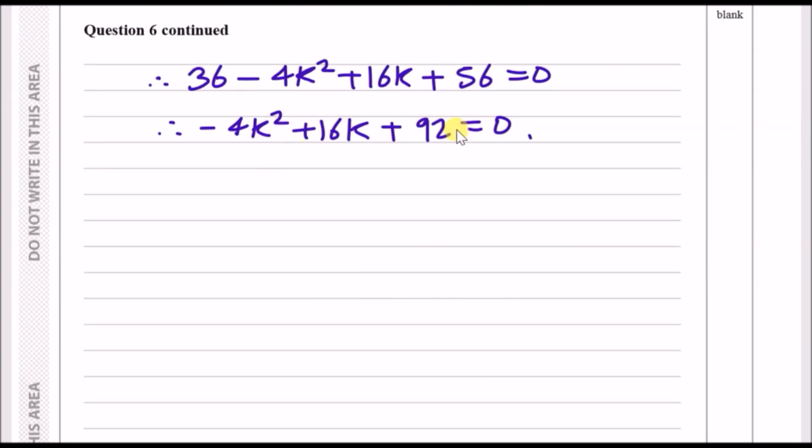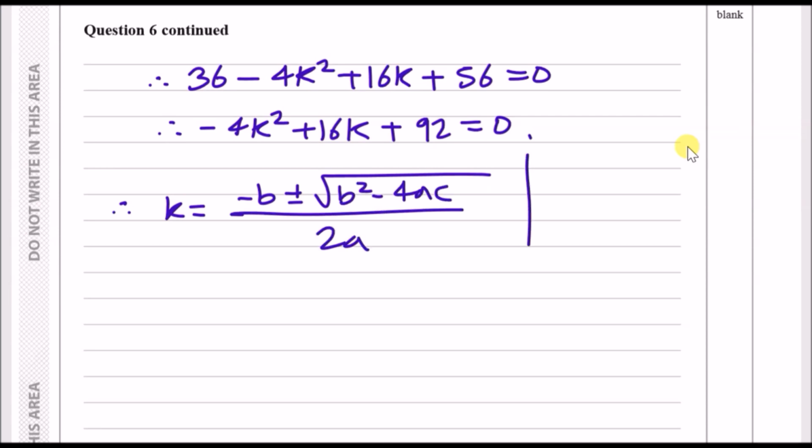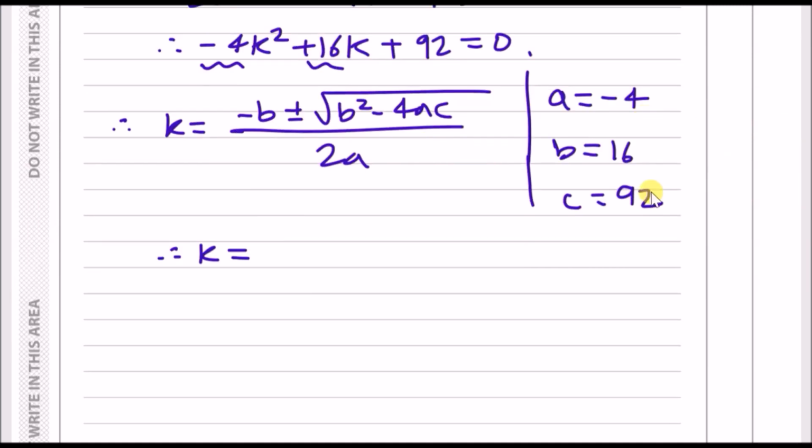So now, guys, if you just want to find k here, this is just your typical quadratic equation. I will just use the quadratic formula. So we can say, okay, let k equal minus b plus or minus the square root of b² − 4ac, all over 2a. In this case, our a is −4, which is the coefficient of k², b is +16, and c is 92. And when you put all of this in, you should get 2 + 3√3 or 2 − 3√3. And that's it, guys.